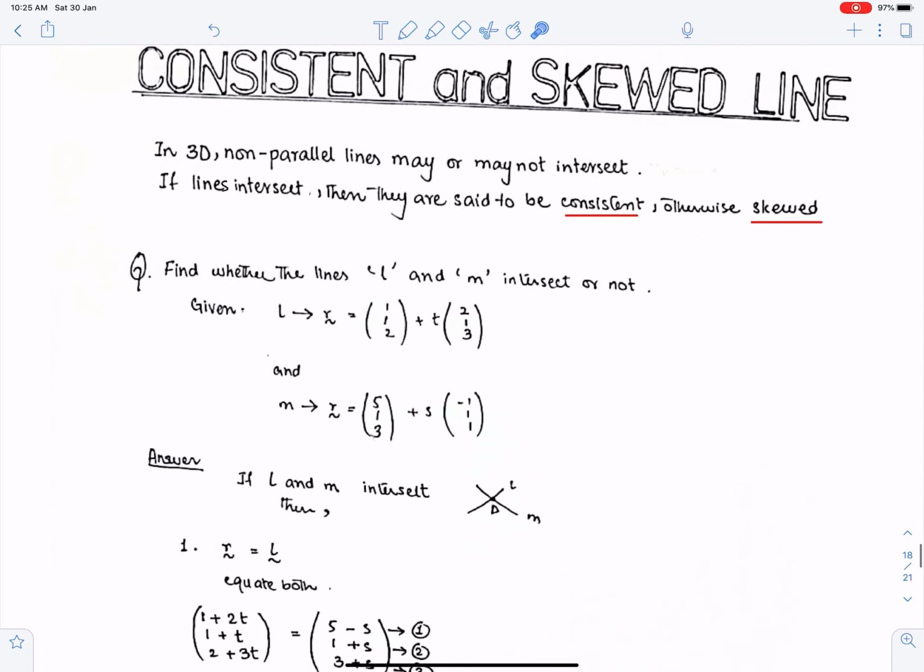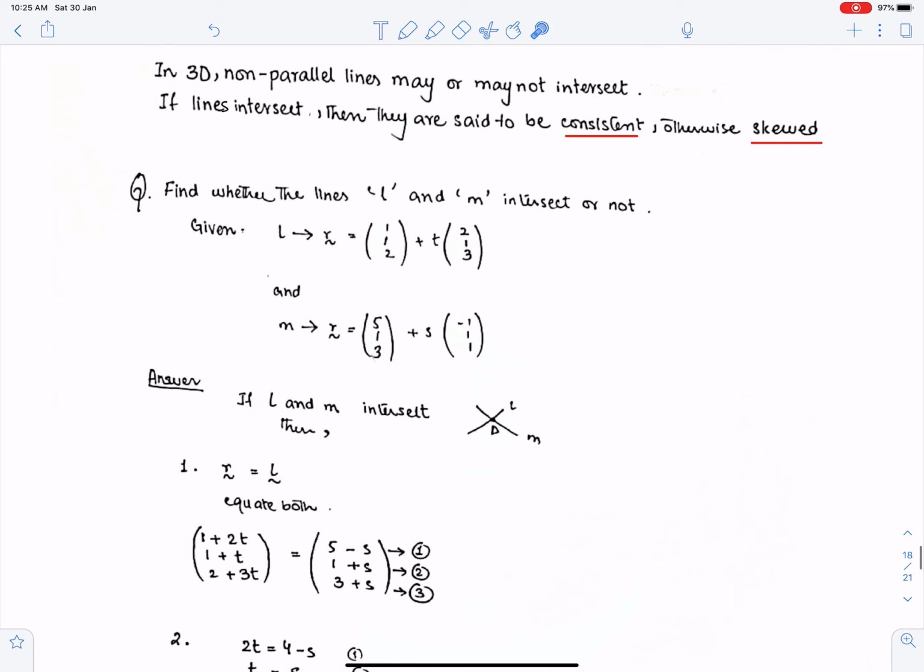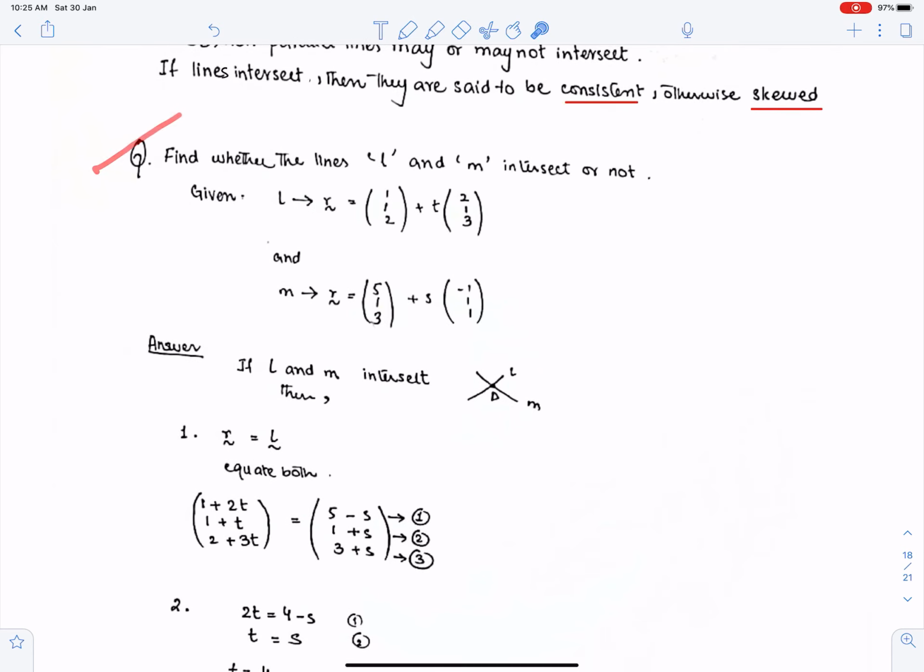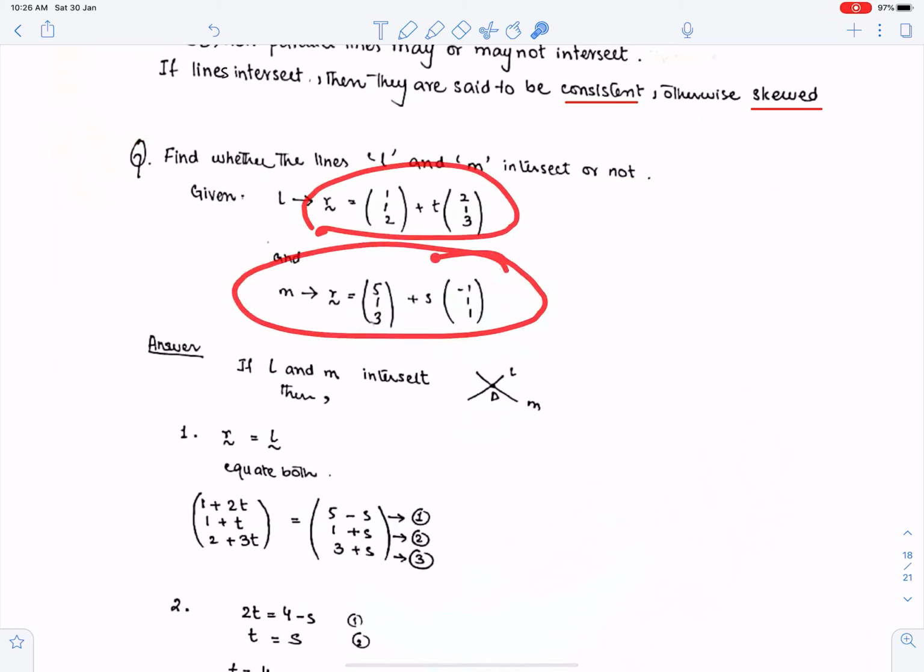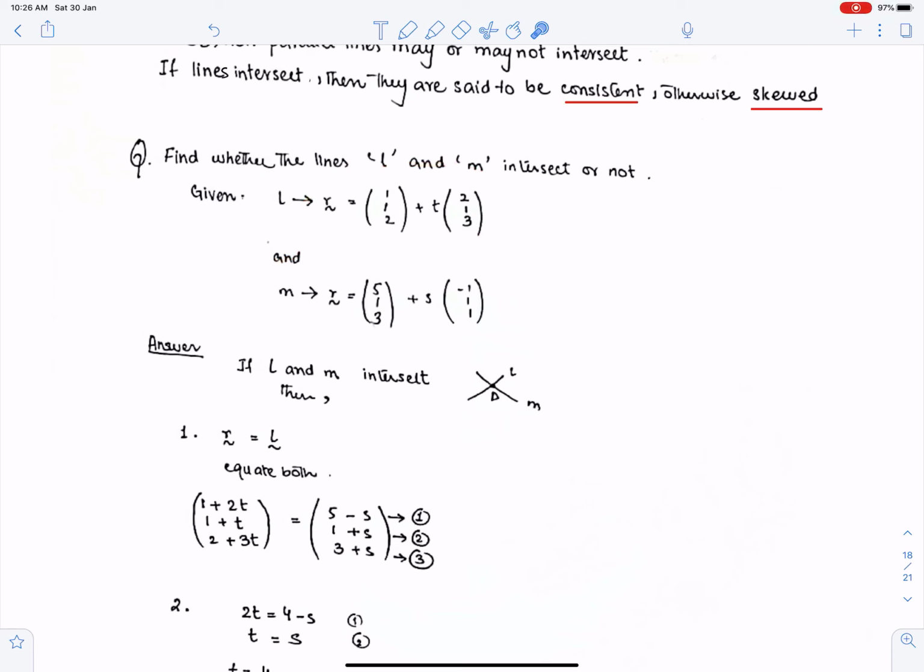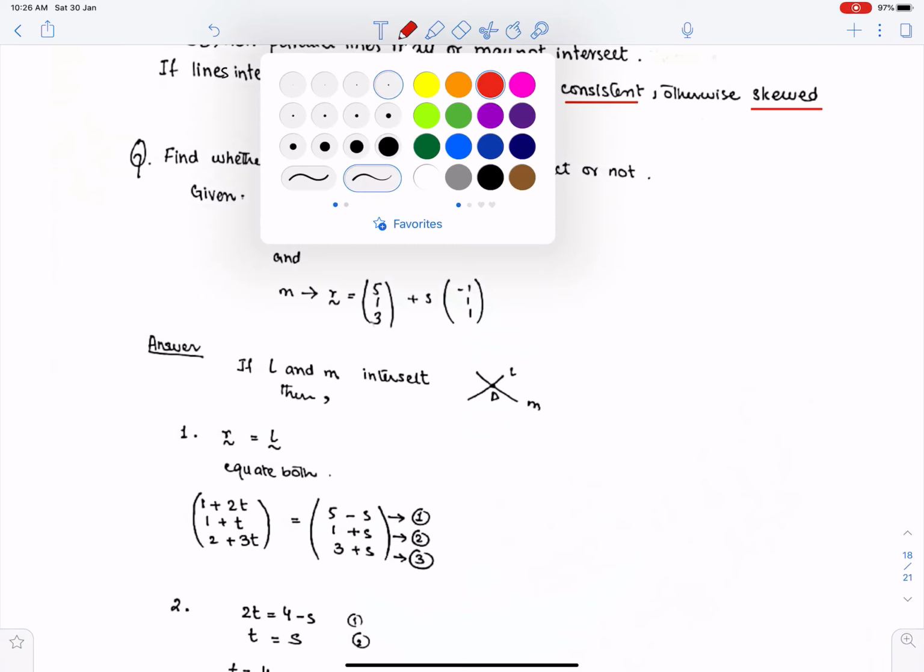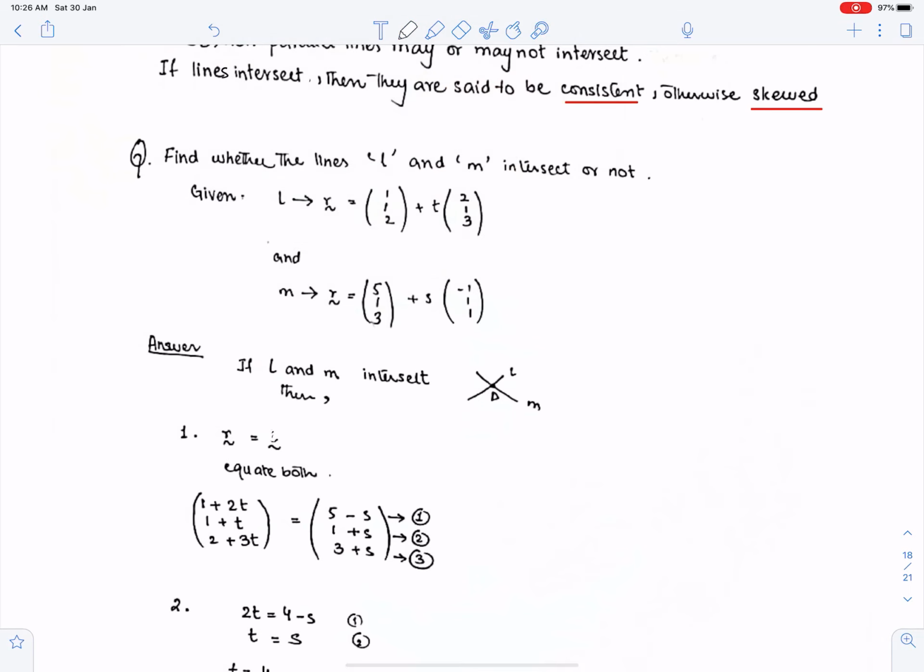When lines do not intersect, then they are skewed. And how will we prove whether the lines are consistent or skewed? See, this is very simple. Let's understand this concept through this example. Find whether the lines L and M intersect or not. And these are the equations of these two lines, L and M. You just need to suppose if lines L and M intersect, then they will intersect at the common point. So their R must be the same. I mean, this R must be equal to this R. This is the common point.